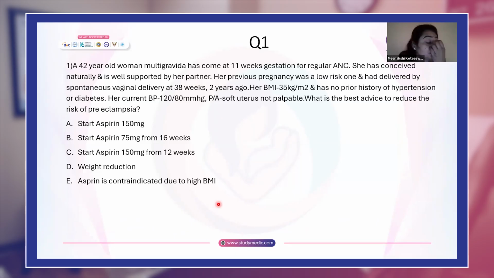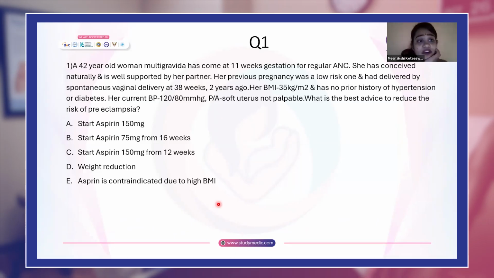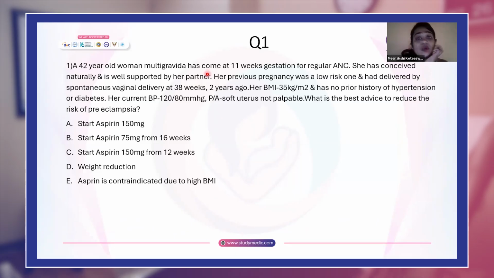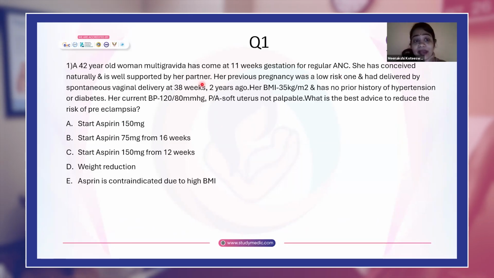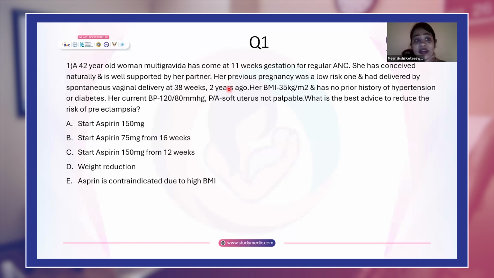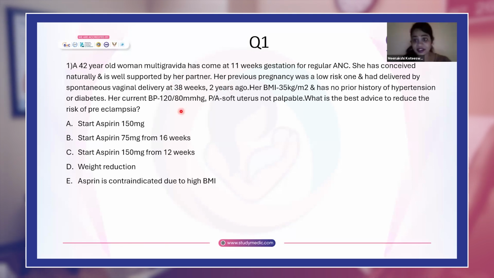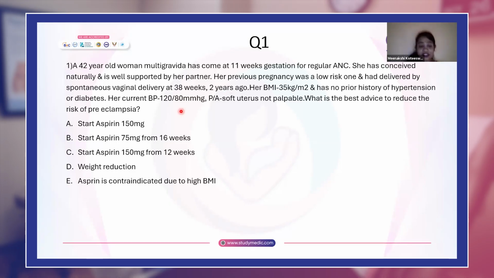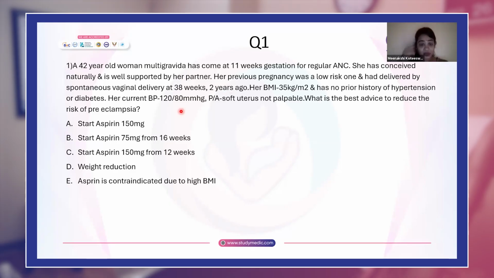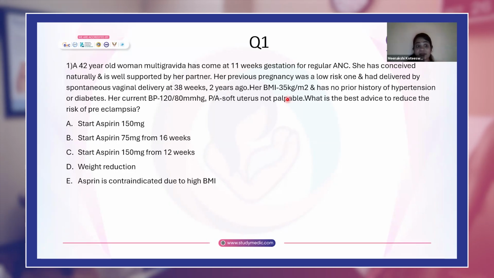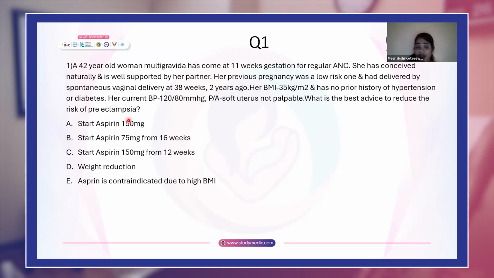Coming to the SBAs: a 42-year-old woman, multigravida, has come at 11 weeks for regular ANC. She's conceived naturally, well supported by her partner. Previous pregnancy was a low-risk one and she delivered by spontaneous vaginal delivery 2 years ago. Her BMI is 35 with no prior history of hypertension or diabetes. Her current BP is 120/80. PA is soft, uterus not palpable per abdomen. What is the best advice to reduce the risk of preeclampsia?